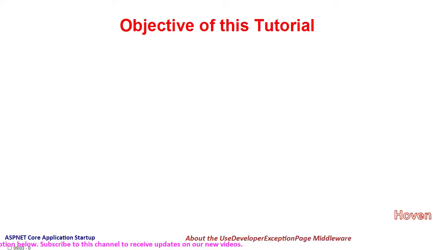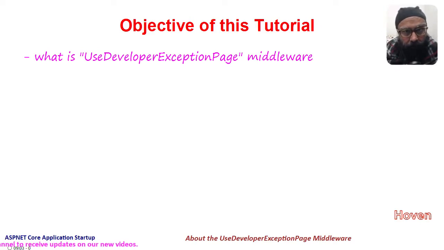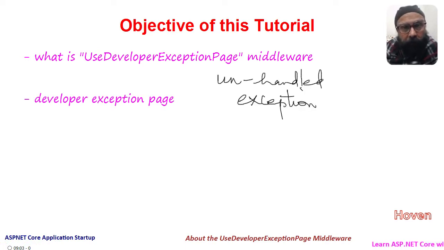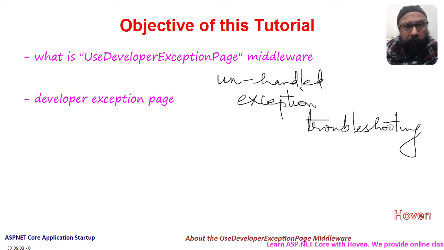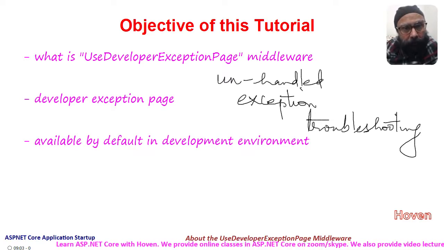In this tutorial, we shall learn about the use of developer exception page middleware. We shall also learn that a developer exception page provides a lot of information about an unhandled exception. This information can be used for troubleshooting the cause of failure. We shall also verify that this page is enabled only for an app running in development environment.